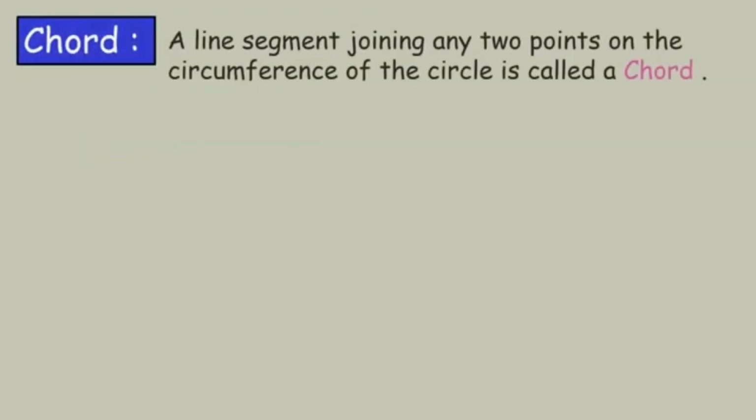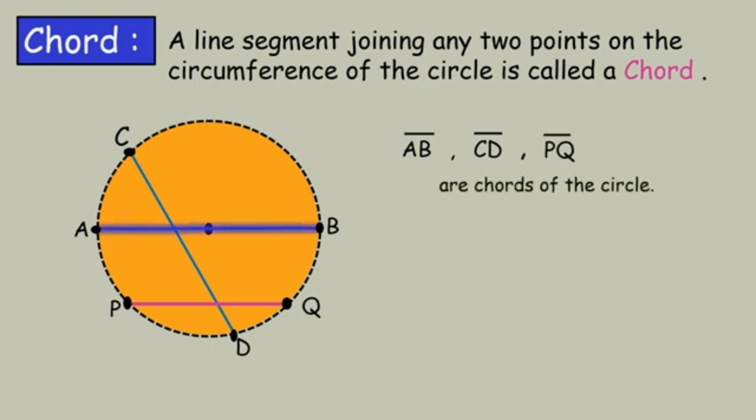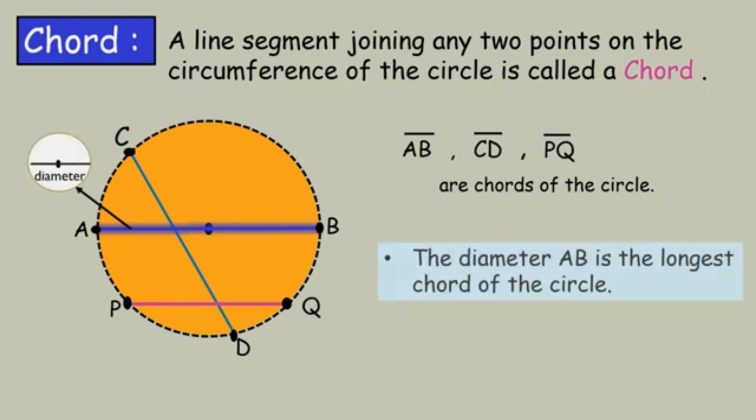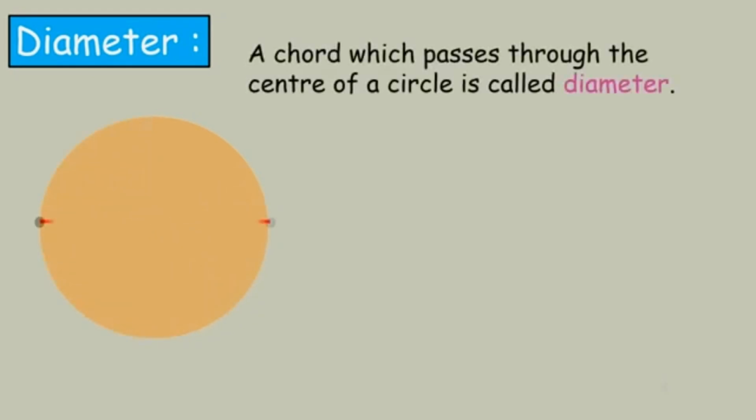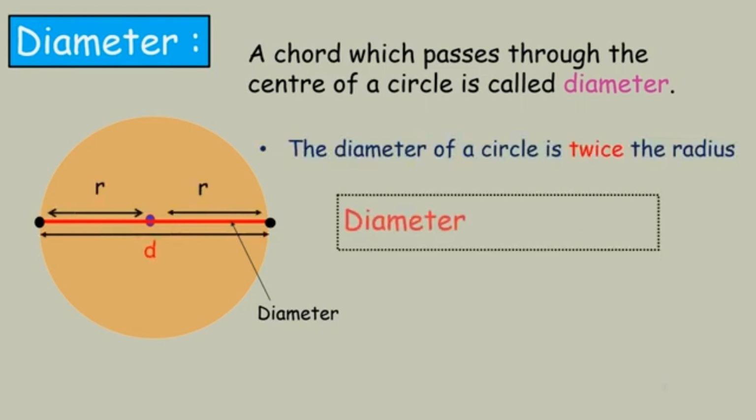Chord. A line segment joining any 2 points on the circumference of the circle is called a chord. Here, line segments AB, CD, PQ are chords of the circle. The chord AB is the longest chord, and it is also the diameter of the circle. Thus, the diameter AB is the longest chord of the circle. Diameter. A chord which passes through the center of a circle is called diameter. Here, the diameter of a circle is twice the radius. That is, diameter is equal to 2 into radius.